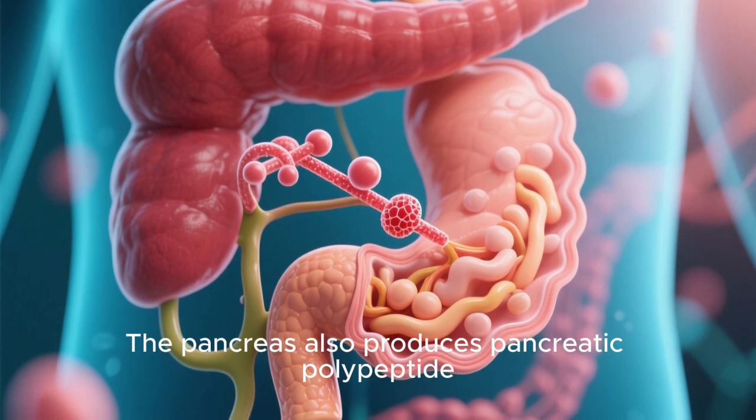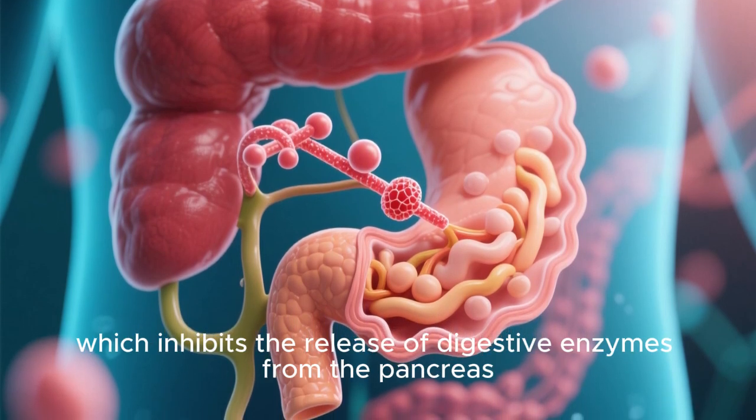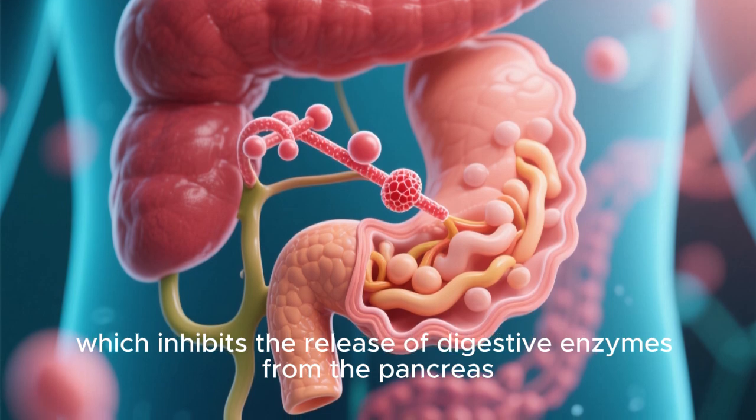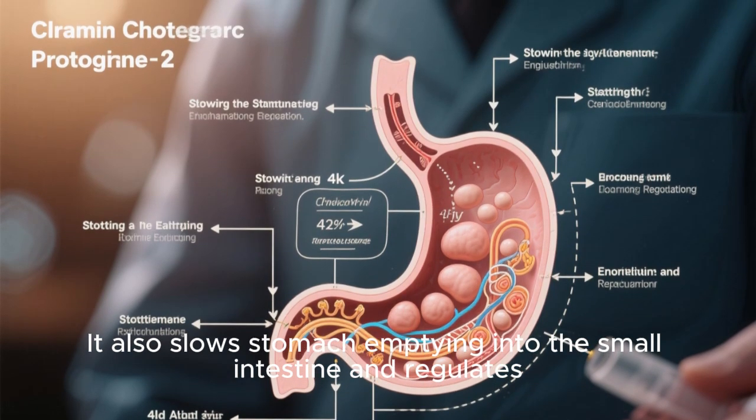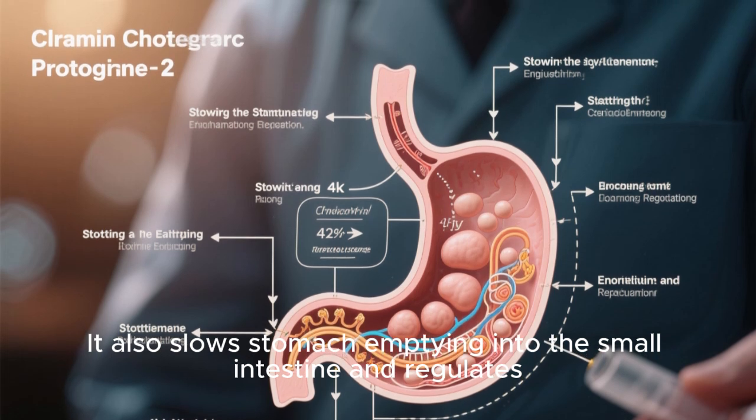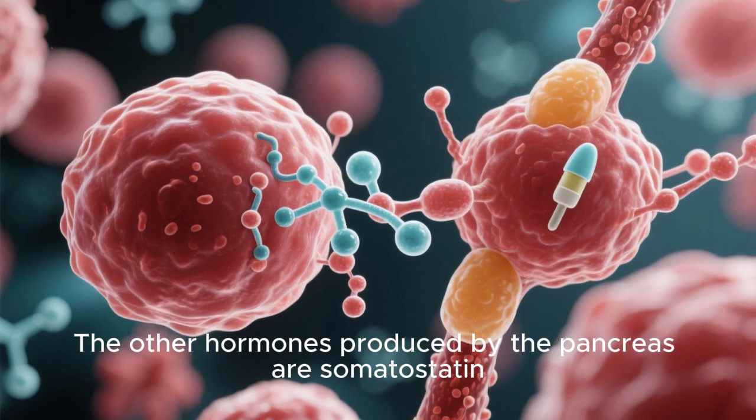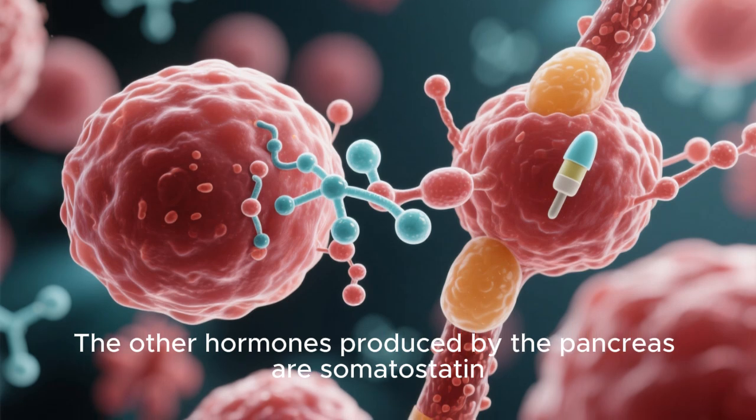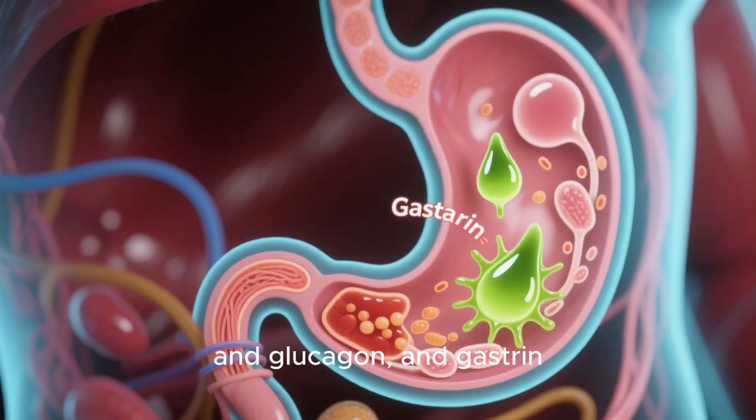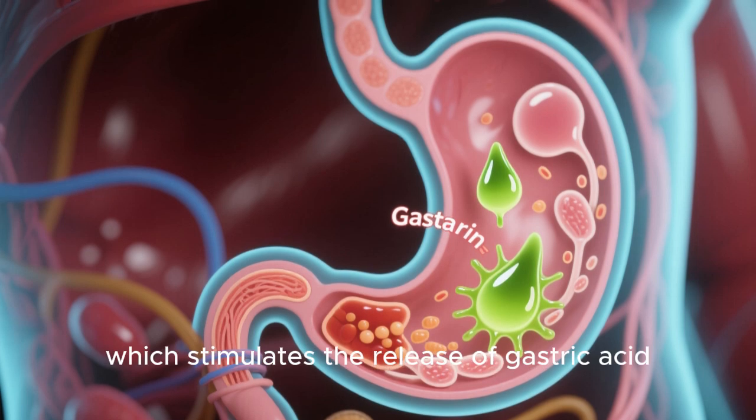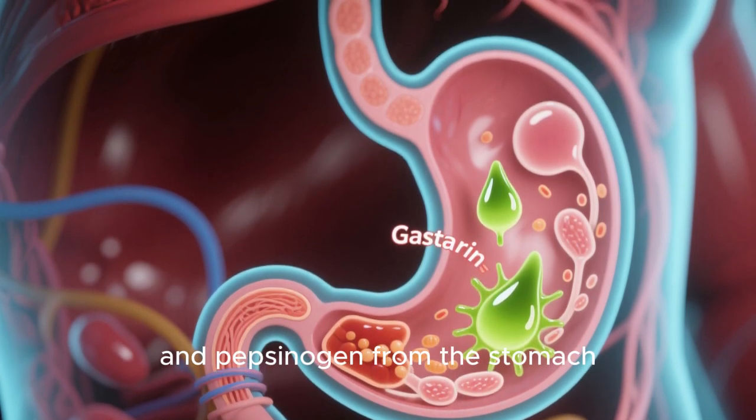The pancreas also produces pancreatic polypeptide, which inhibits the release of digestive enzymes from the pancreas. It also slows stomach emptying into the small intestine and regulates the release of pancreatic digestive enzymes. The other hormones produced by the pancreas are somatostatin, which inhibits the release of insulin and glucagon, and gastrin, which stimulates the release of gastric acid and pepsinogen from the stomach.